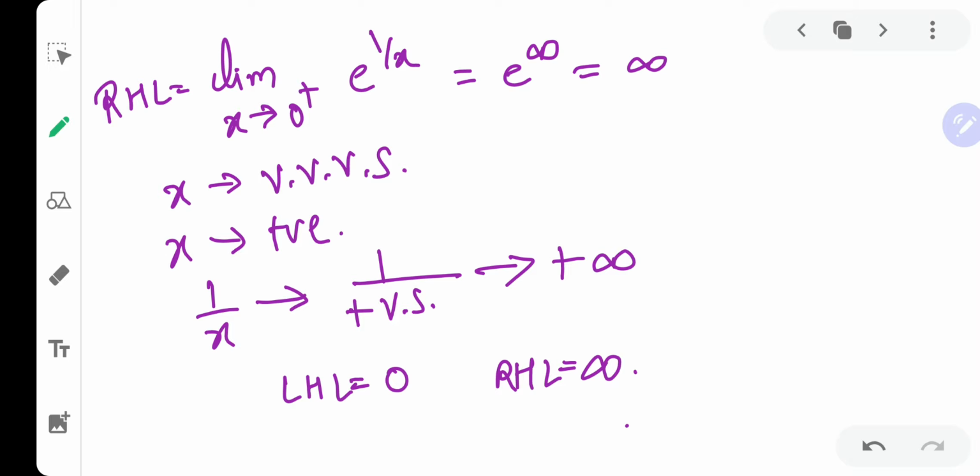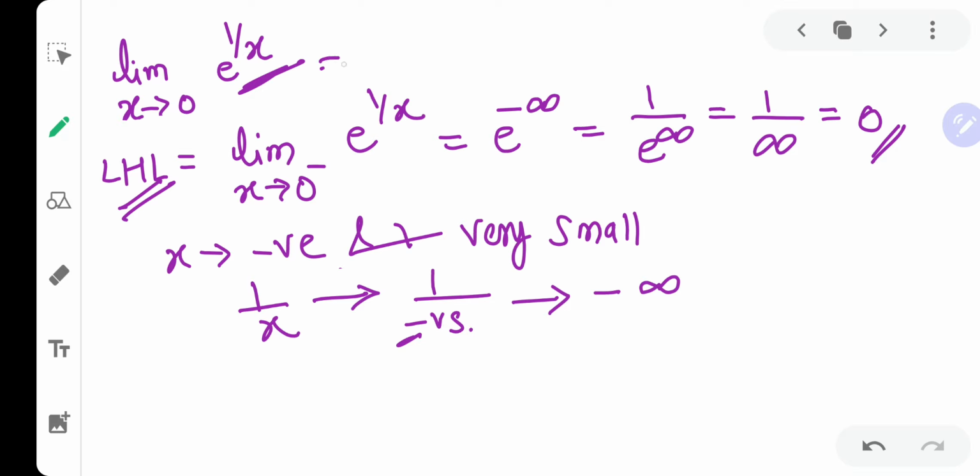It means to the left hand side of 0 on the graph, the value of y will be 0, and to the right hand side of 0 on the graph, the value of y will be infinity. So there is a difference in the left hand side value and the right hand side value. Hence the limit does not exist. So the answer to this question is that the limit does not exist.